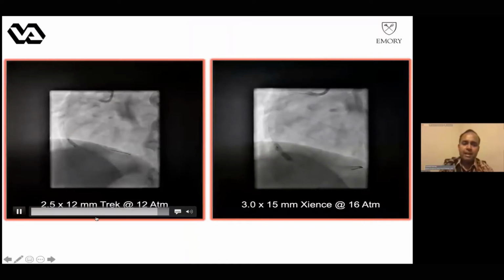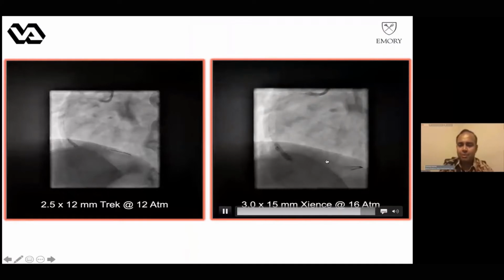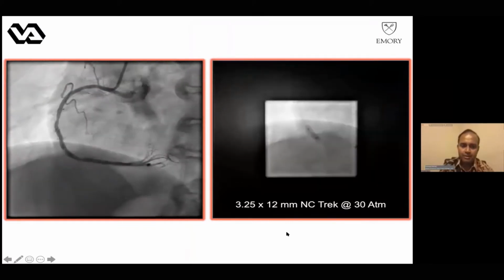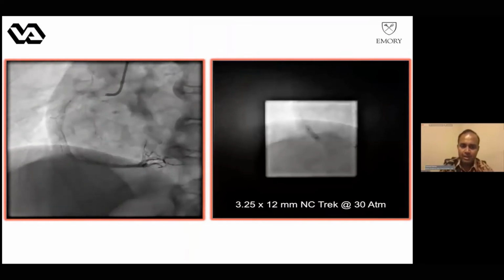He pre-dilated this distal RCA in-stent restenotic lesion, which was thought to be at the edge or close to the edge of the previous stent, with a 2.5 by 12 Trek balloon at 12 atmospheres, and then stented it with the 3.0 by 15 Zions at 16 atmospheres. And as you can see, there is a little bit of waist in that balloon, which was recognized by this operator. And you can see the overlap stent there with the little waist.